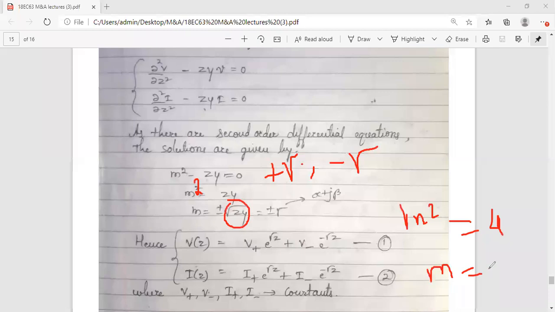If it is like that, m is equal to square root of 4. It is not simply 2, it is plus or minus 2. Here you will get plus or minus. So 2 roots I'll get. So plus gamma and minus gamma are the roots.